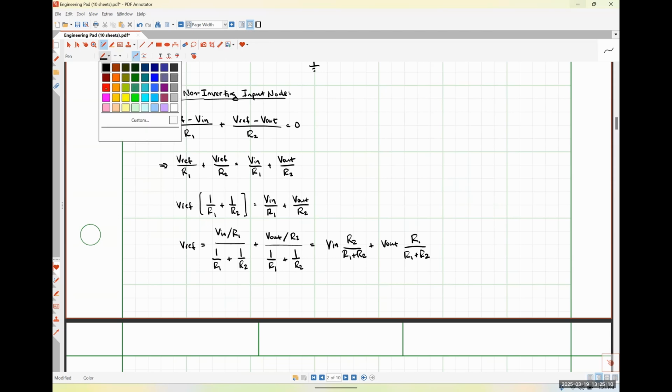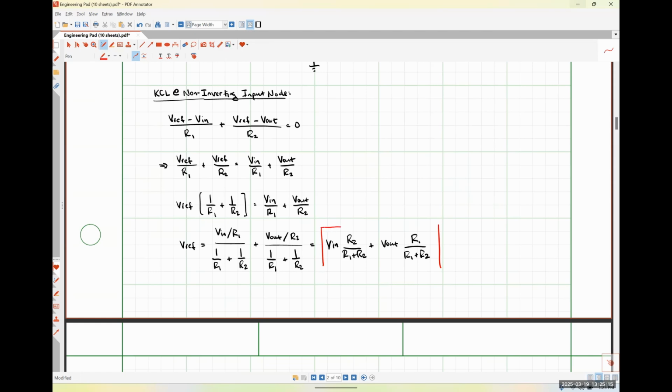So this is my characteristic equation for my Schmitt trigger. I know that this looks weird, so this is equal to Vref. Let me box in that Vref over here as well.